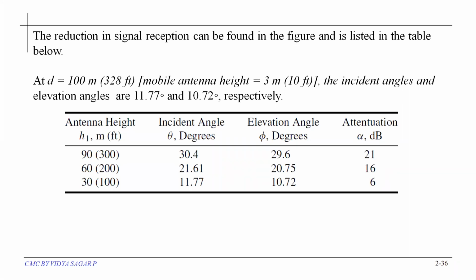And in the same way, if the antenna height is 30 meters, both the incident angle and elevation angle, that means both theta and phi, are called the ground incident angle and ground elevation angle. Here one angle is with reference to the mobile unit. Right? Here the attenuation is very less compared to the remaining.